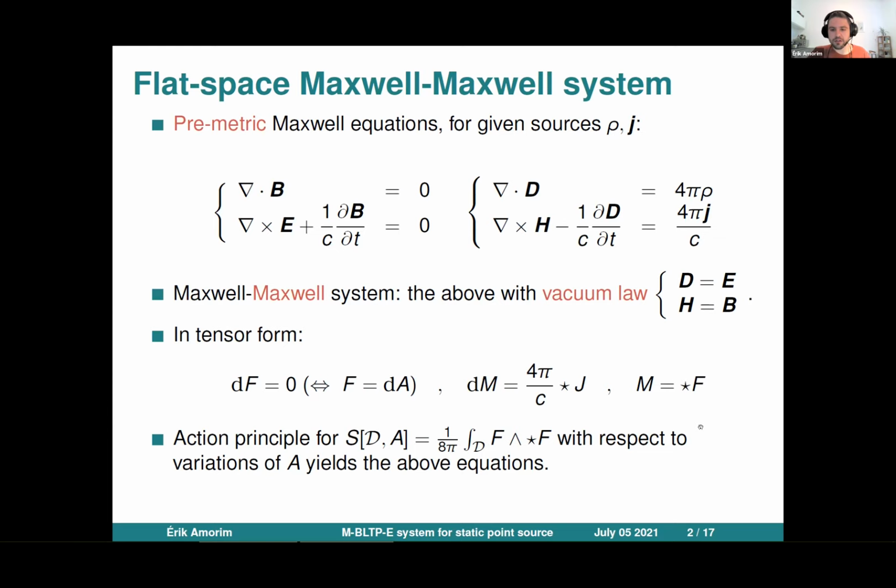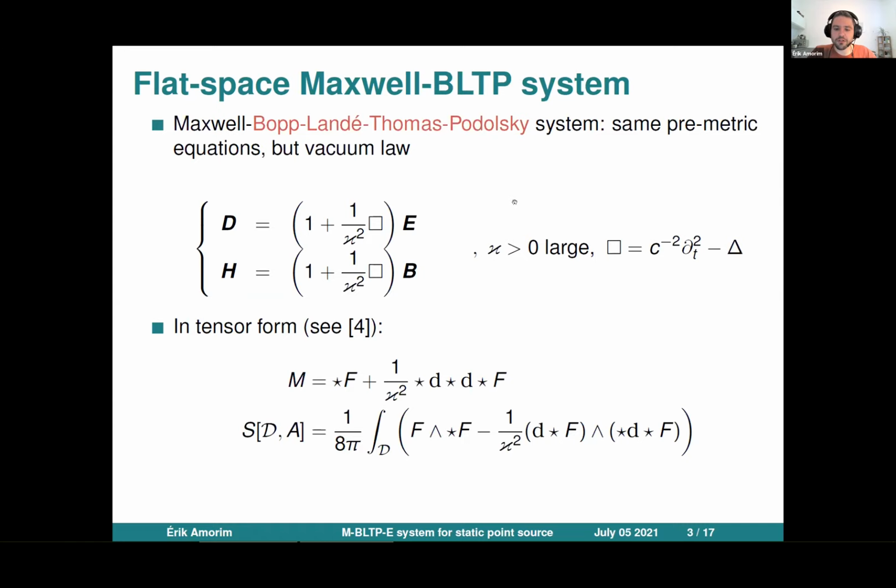So the difference in BLTP now is that you still have the same pre-metric equations for fields E, B, D, H, but now the relationship between the fields is like this. You have a constant kappa here, which is large. So this 1/kappa squared will be very small. And you have the wave operator. So you see that this is just a small modification of the Maxwell vacuum law. This was originally proposed in the 40s by these four people here, Bopp, Landé, Thomas, Podolsky.